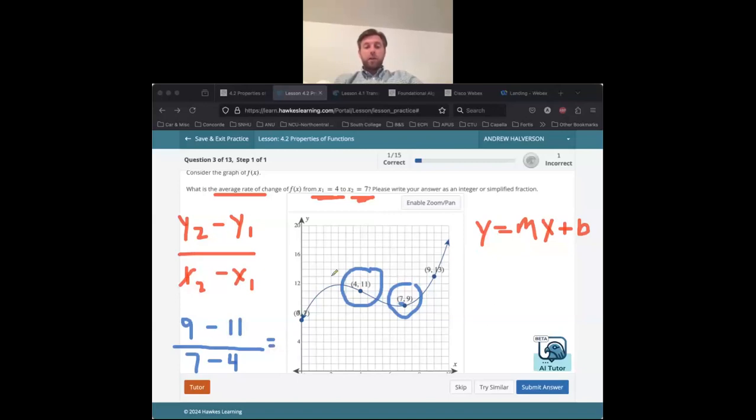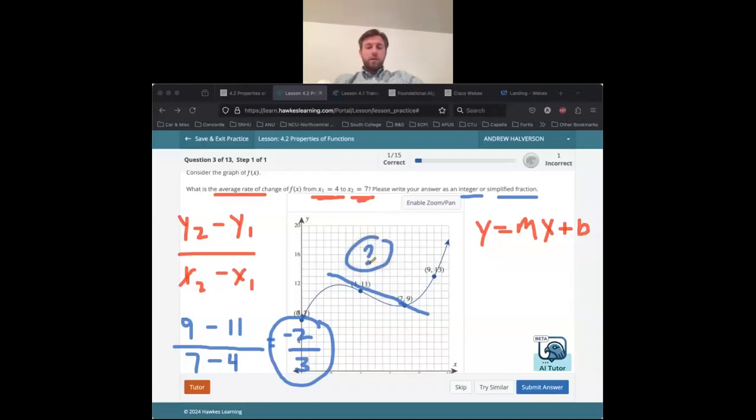So they want the slope of the line connecting those two dots. So then do the calculation. Looks like it's negative 2 over 3. That's it. And they want you to write it as an integer or a simplified fraction, no decimals. Any questions on this one? Average rate of change just means find the slope, y2 minus y1 over x2 minus x1.